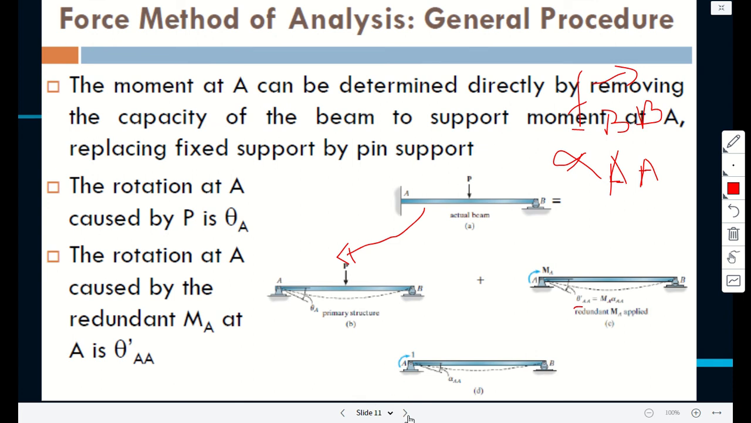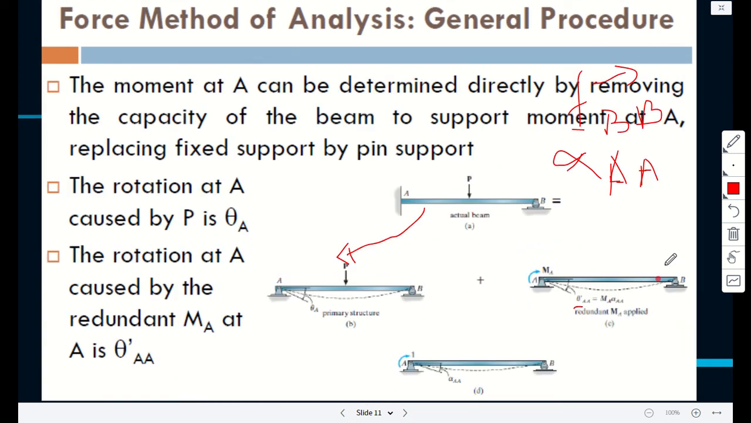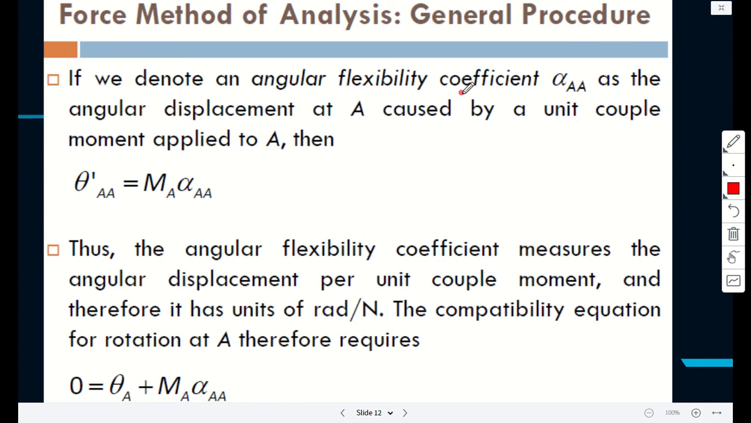And the same idea, just like I told you that you can choose a redundant B, now here we are choosing the moment as the redundant. If we denote the angular flexibility moment alpha AA as the angular displacement at A caused by a unit couple, so you apply a unit couple, a unit moment, and then theta, the rotation, would be the moment, of course, times the flexibility.